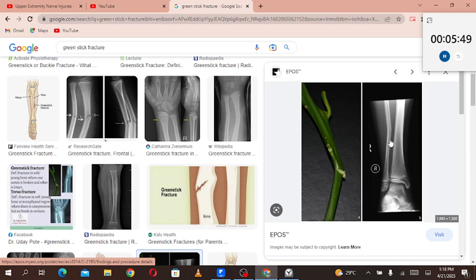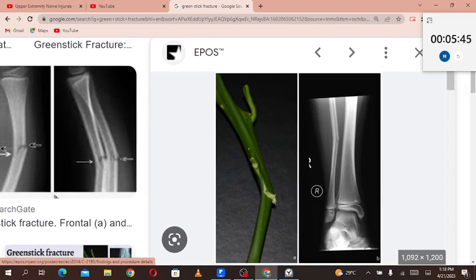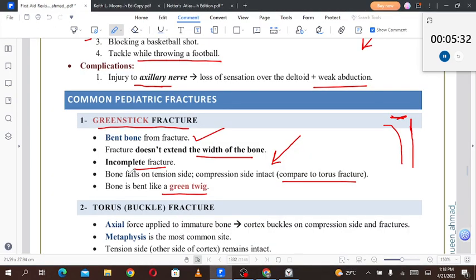Here you can see the bent ends. When the bone is bent over here, the bent side, the extended side, or the convex side, is being broken, while the concave side, or the compression side, is intact. So they are saying that the bone failed on the tension side, the side of extension, while the compression side is intact for the green stick fracture.